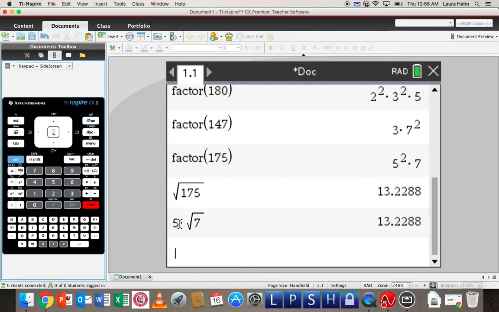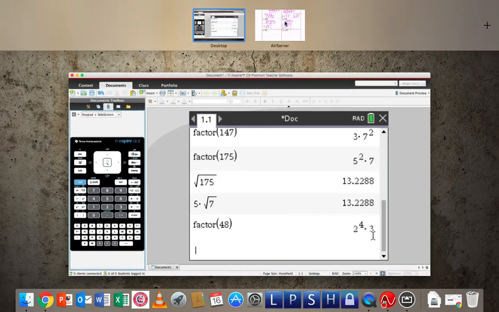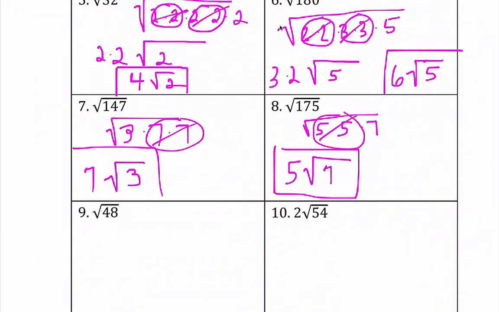Okay, on number 9, it says the square root of 48. So while I'm here, I'm going to go ahead and factor 48. So this means 2 to the 4. So I want 4 2s and a single 3. Okay, so let's partner up. These can partner. These can partner. Poor 3 is lonely.